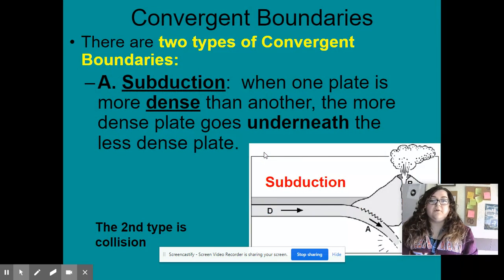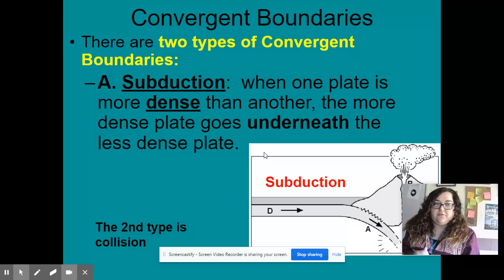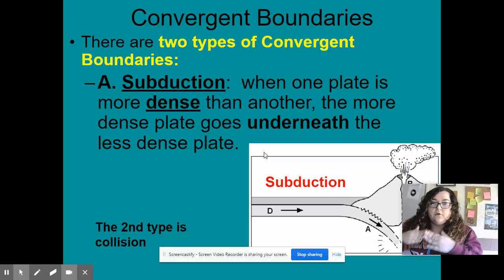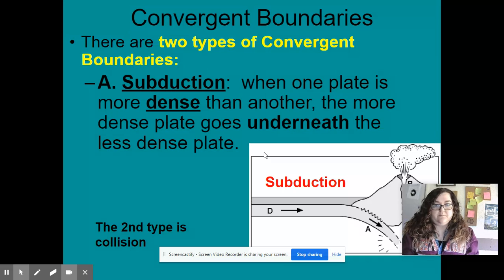So the first one that we want to look at more closely is a convergent boundary. That's whenever our boundaries are coming together. So 2 things can happen. The first, which we've looked at before for seafloor features, is called a subduction zone. This is whenever we get trenches and things like that. A subduction zone is whenever one plate is more dense.